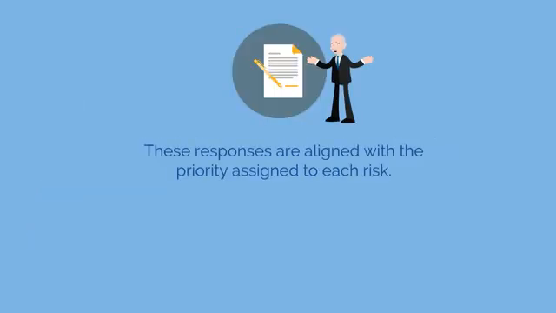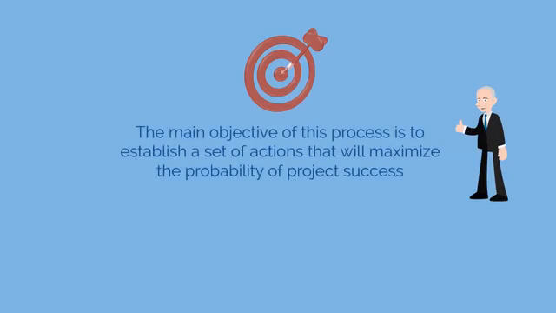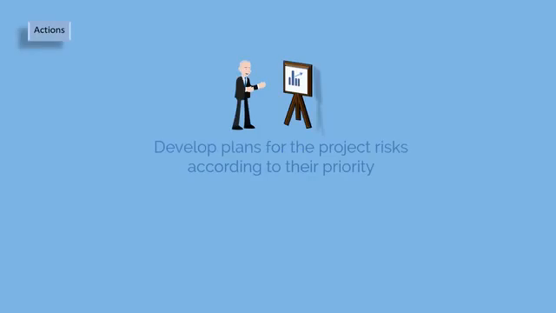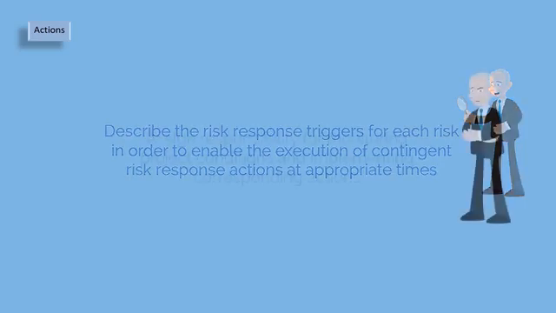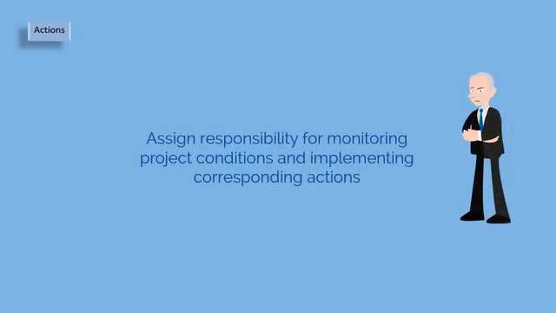In this module, we'll look at the purpose and objectives of the Plan Risk Responses process. The main objective of this process is to establish a set of actions that will maximize the probability of project success. To accomplish this goal, the process uses the following actions. Develop plans for the project risks according to their priority. Describe the risk response triggers for each risk in order to enable the execution of contingent risk response actions at appropriate times. Assign responsibility for monitoring project conditions and implementing corresponding actions.